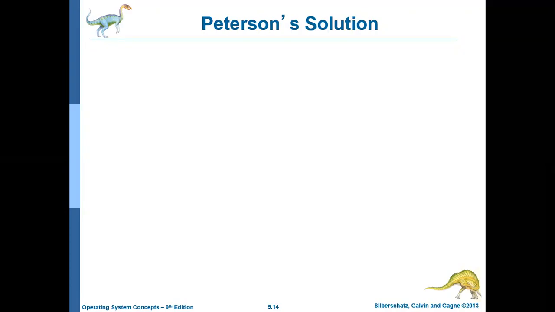So in today's session, we'll be discussing one of the basic solutions, and also one of the original solutions proposed for the critical section problem. This solution is called Peterson's solution. This solution assumes just two processes. We assume there are only two concurrent processes, and they have a common shared variable.